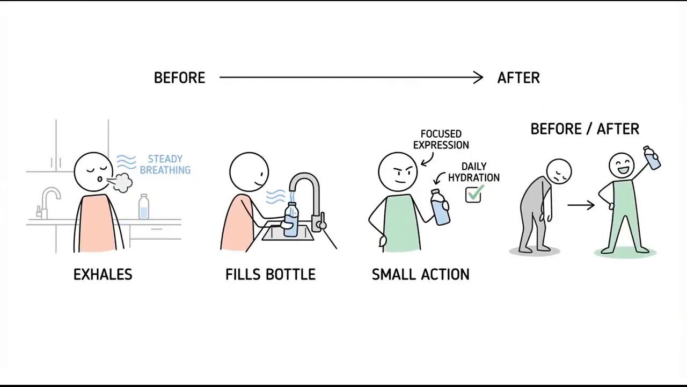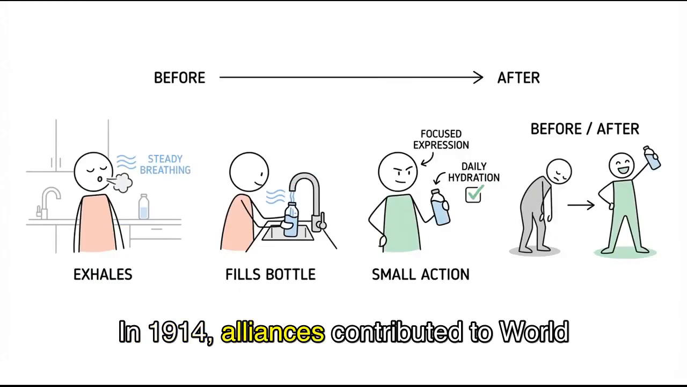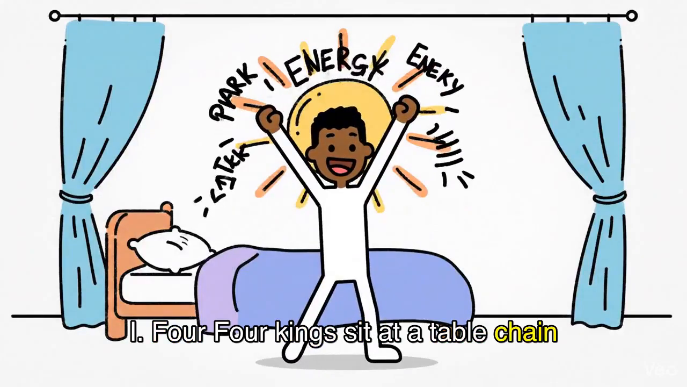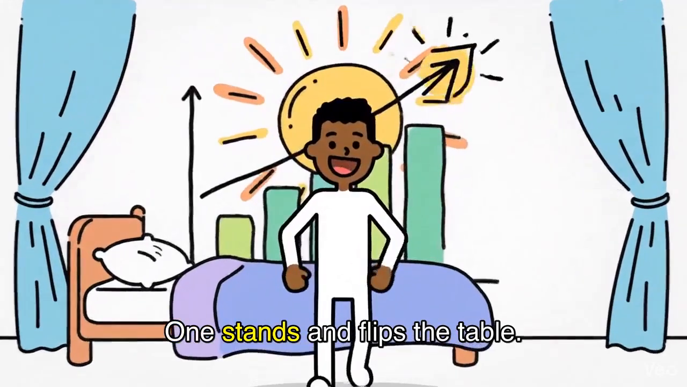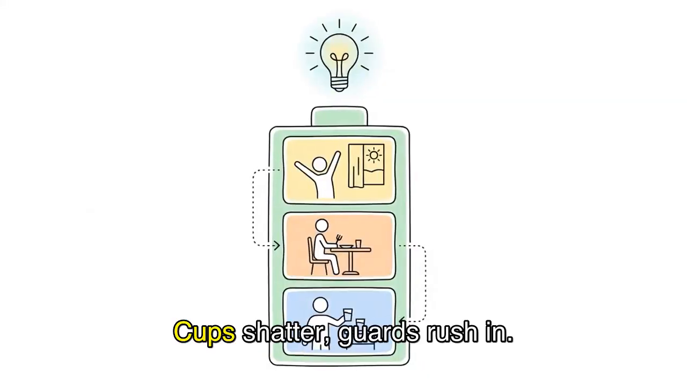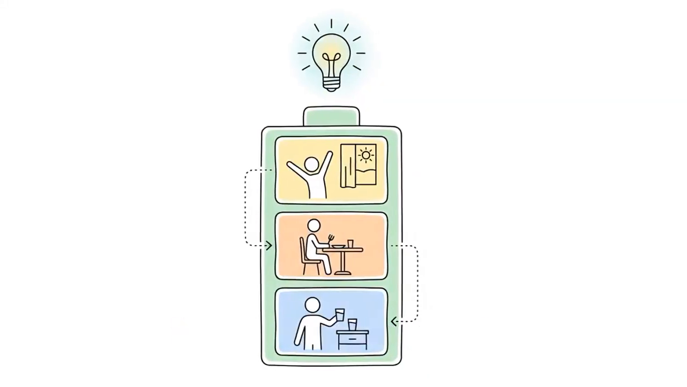History example. In 1914, alliances contributed to World War I. Four kings sit at a table chained together. One stands and flips the table. The others are yanked up by the chains. Cups shatter. Guards rush in.